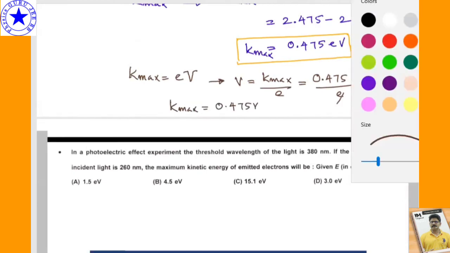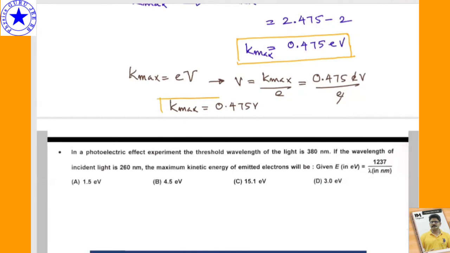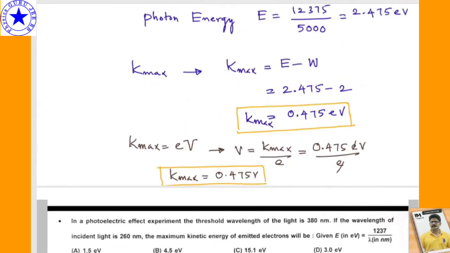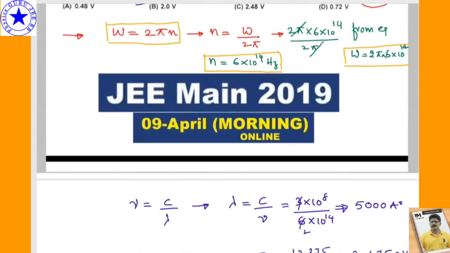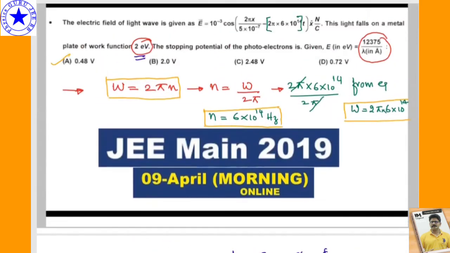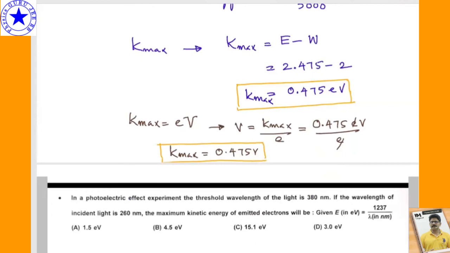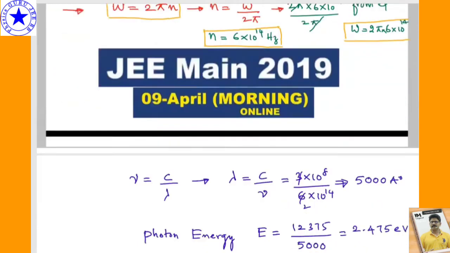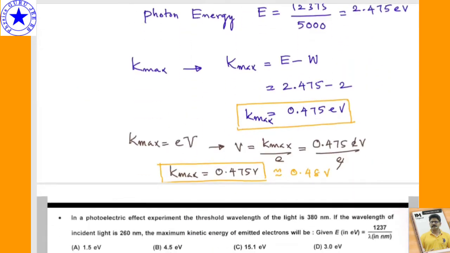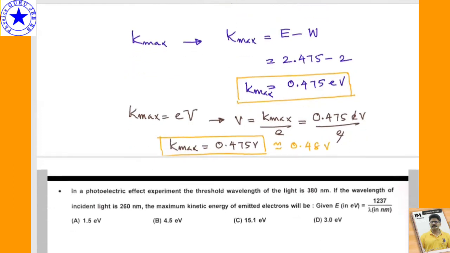Hope this is clear till this point. So the stopping potential we got is in volts. The option matching is the nearby answer, 0.48 volts. There is nothing but the nearby answer 0.48. Hope this is clear till this point.